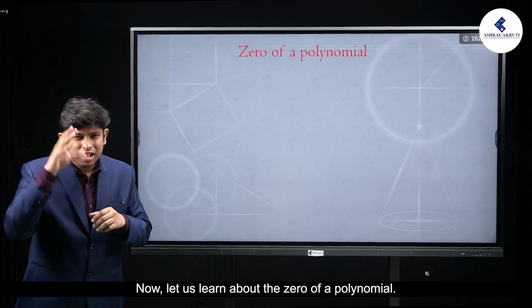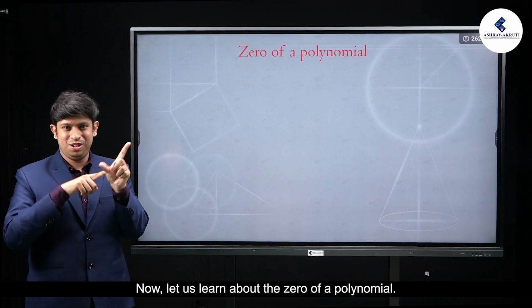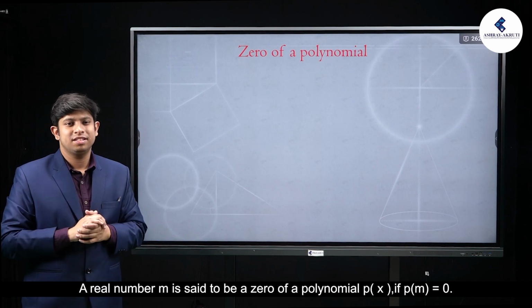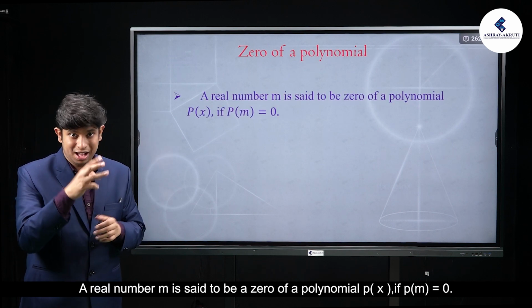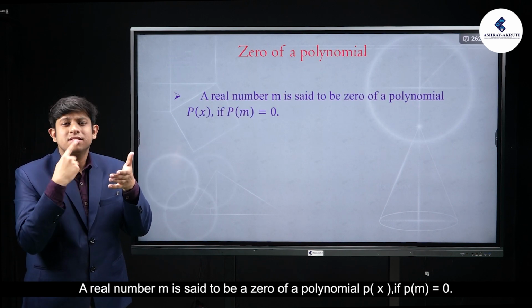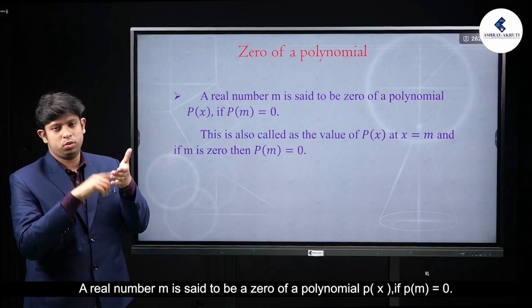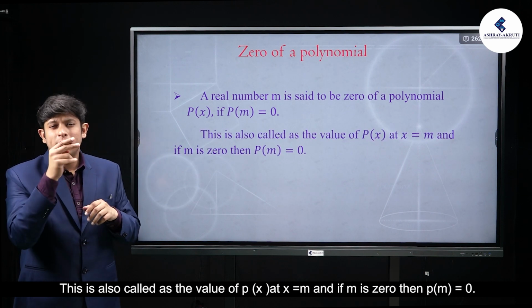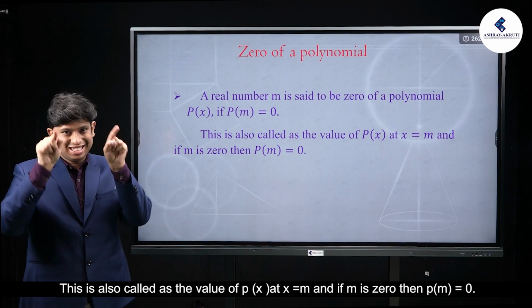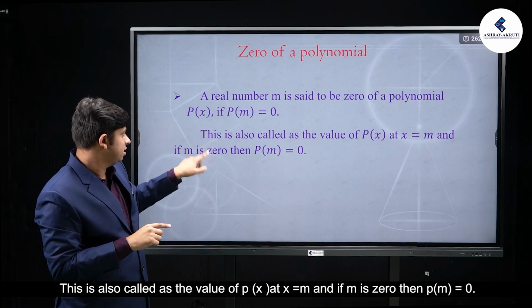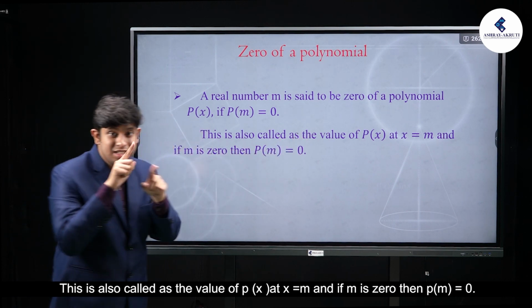Now, let us learn about the zero of a polynomial. A real number m is said to be a zero of a polynomial p of x if p of m is equal to 0. This is also called as the value of p of x at x equal to m, and if m is a zero, then p of m is equal to 0.